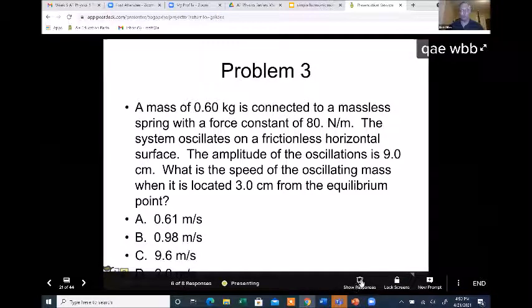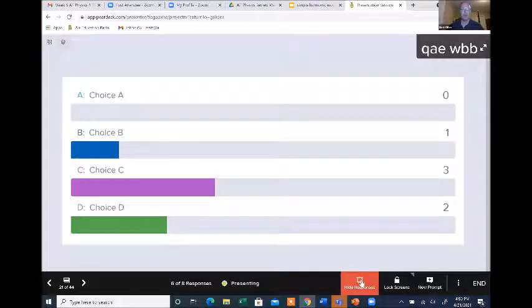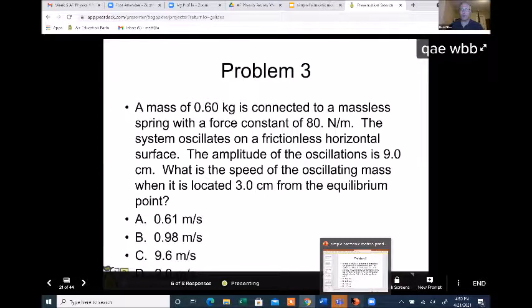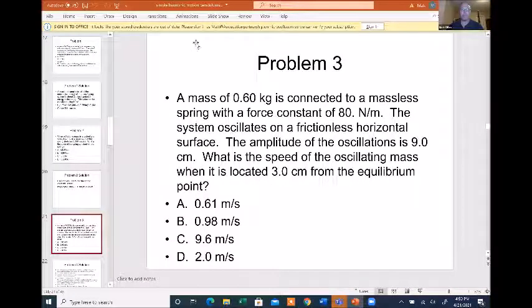All right, I'm going to look and see what you guys are thinking. So B, C, and D, with C being most popular. So let's go back to PowerPoint. And let's think about what's going on in this problem.